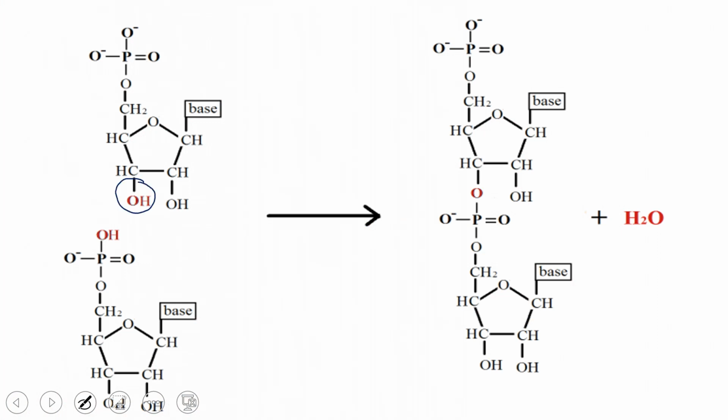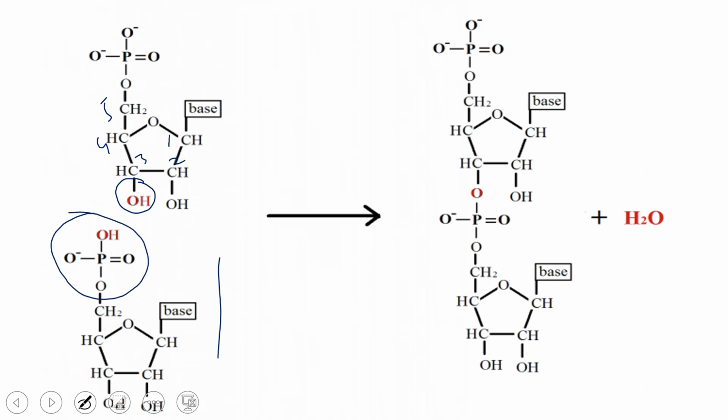So this is the first position, this is the second carbon, this is the third carbon, this is the fourth carbon, this is the fifth carbon. At the 3' it is having OH, and this is the newly upcoming nucleotide, the nucleotide which is coming to be added onto the growing chain of DNA. On this newly coming nucleotide we have a 5' phosphate.